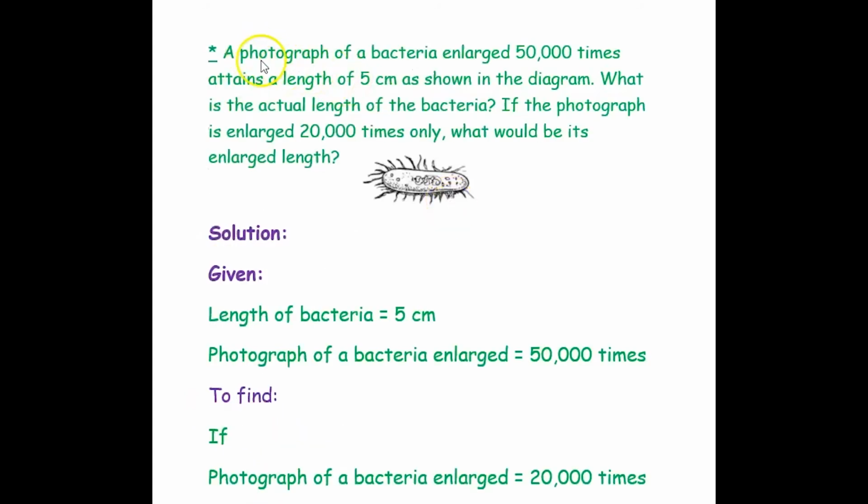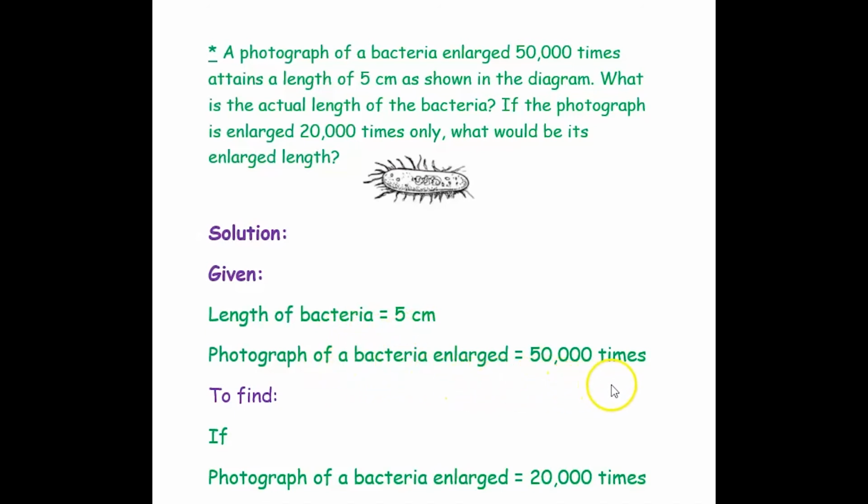Next example is a photograph of a bacteria enlarged 50,000 times attains a length of 5 cm as shown in the diagram. What is the actual length of the bacteria? If the photograph is enlarged 20,000 times only, what would be its enlarged length? Okay, so what is asked? The length of the bacteria, and if it is enlarged, it's given in the photograph is 20,000 times, and what will be its enlarged length they have asked. So length of the bacteria is 5 centimeter.